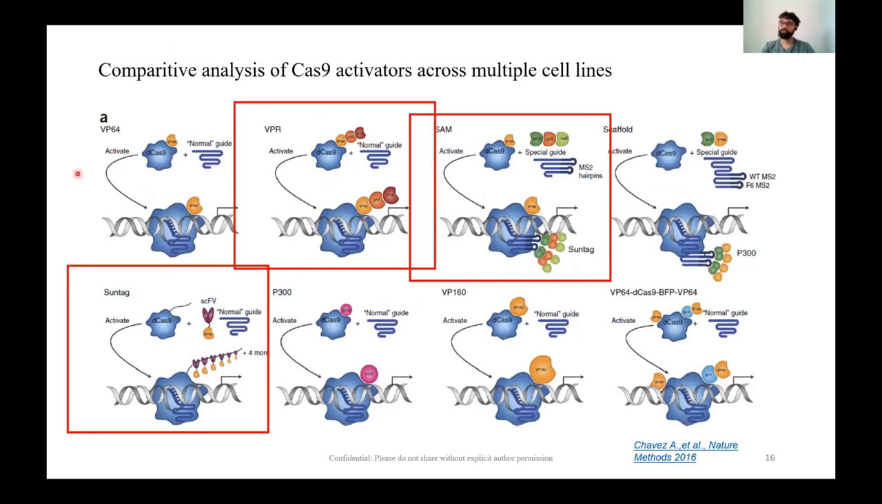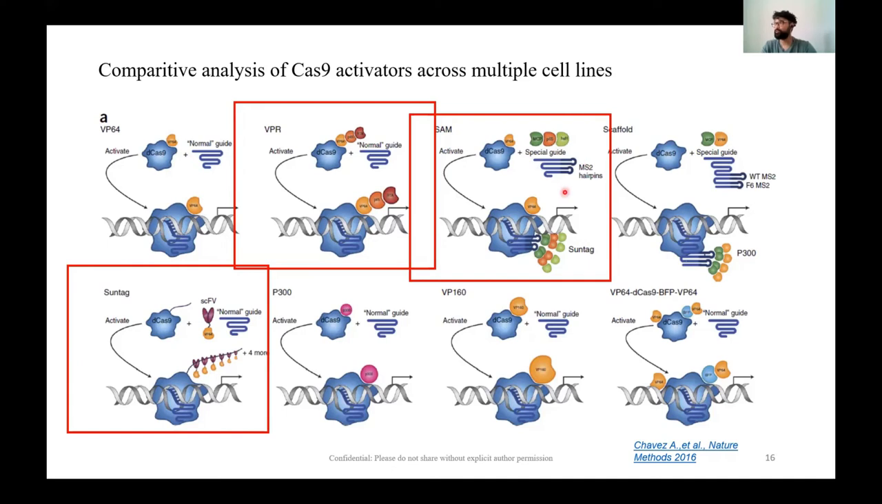Now, the first version was VP64, which is an activation cofactor, basically, and recruits P300 and cofactor domains for activation. This was the first version that came out, VPR, followed by SAM, right? And I really like this version. This version basically co-recruits other cofactors to increase the efficiency, such as MCP, P65, and HSF1.